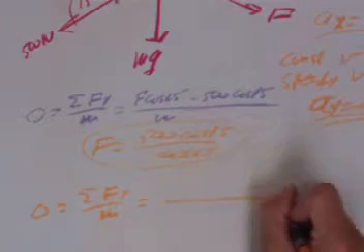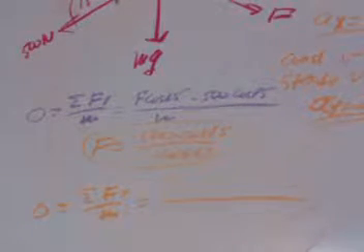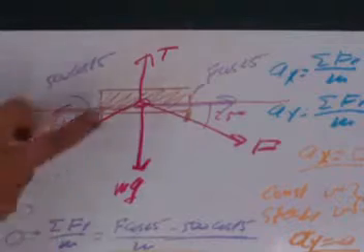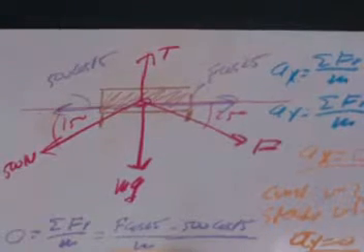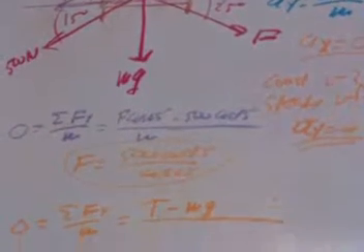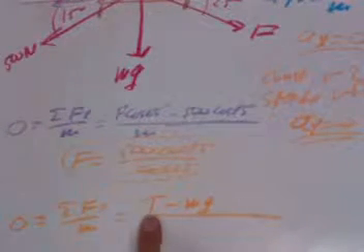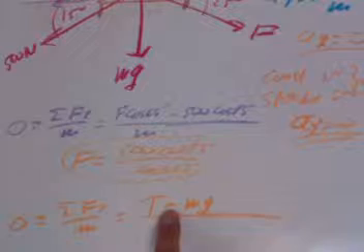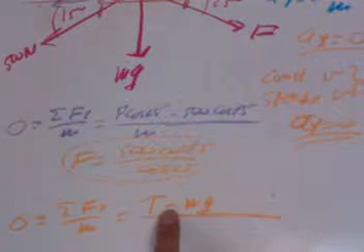If I start filling this in, at the very top end, what are some y forces I see? Well, I see T up and I see weight down, so I'll call it a positive T up minus an mg down. Again, I'm using this implied sign convention here that everything up is positive, everything down is negative. That's why I have a minus sign in front of the mg. That's the way the Cartesian coordinate system works.